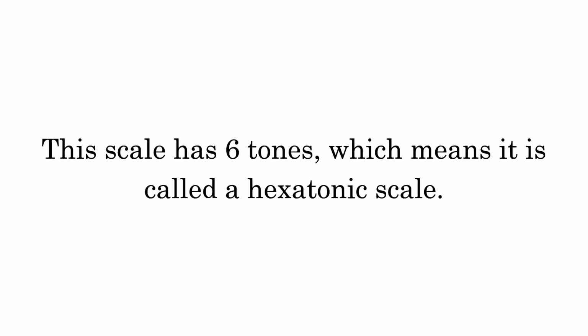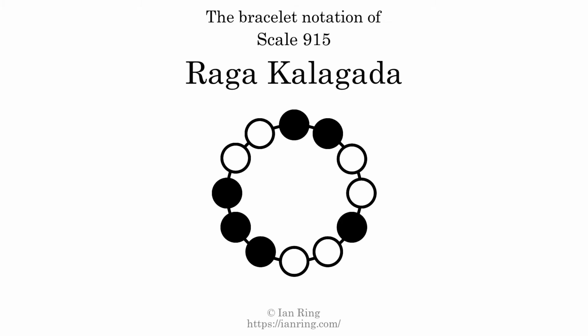This scale has 6 tones, which means it is called a hexatonic scale. This is a bracelet notation diagram of scale 915. The shaded circles represent tones that appear in the scale, and they are read clockwise, starting at the top.